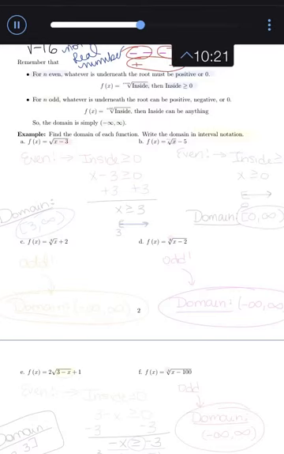The last thing that we're going to look at in this section is actually something we've already done before, which is finding the domain of a function that has a root in it. Could be an even root or it could be an odd root.